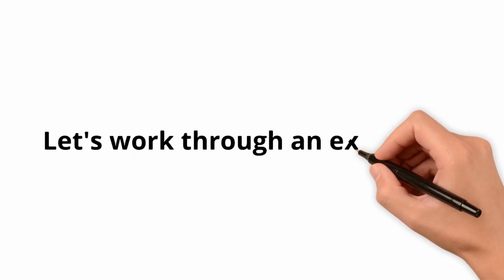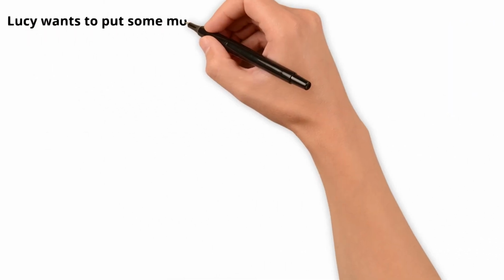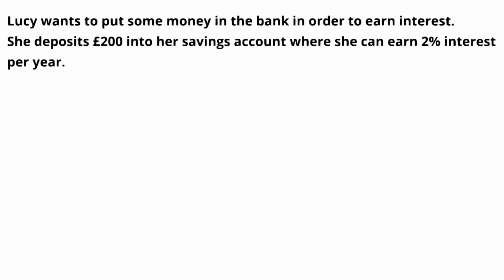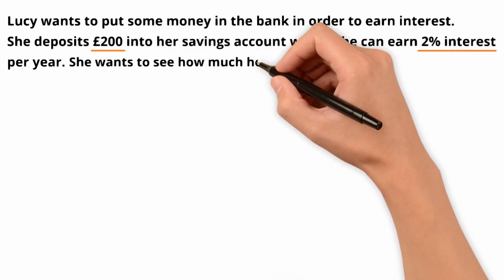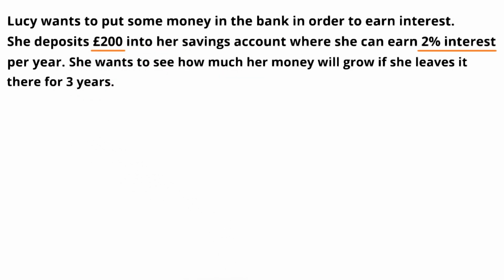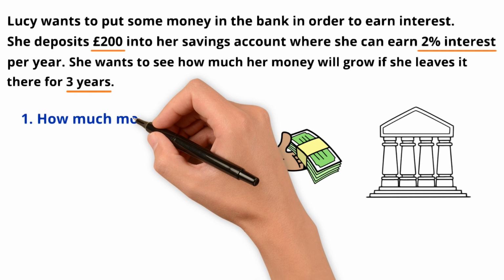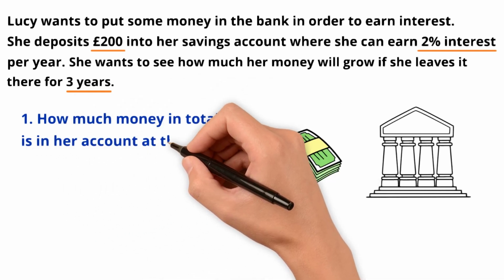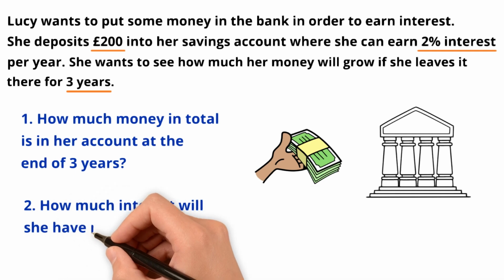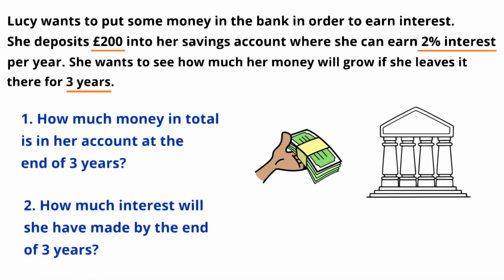Let's work through an example. Lucy wants to put some money in the bank in order to earn interest. She deposits £200 into her savings account where she can earn 2% interest per year. She wants to see how much her money will grow if she leaves it there for 3 years. With this knowledge, we're going to answer the following 2 questions. 1. How much money in total is in her account at the end of the 3 years? 2. How much interest has she made at the end of the 3 years?